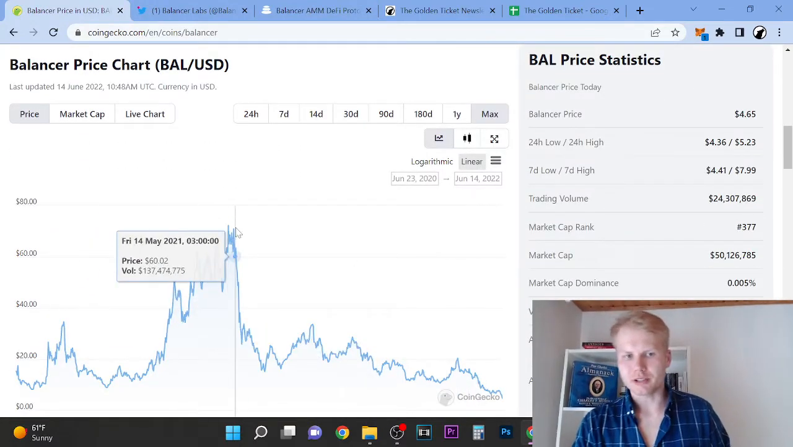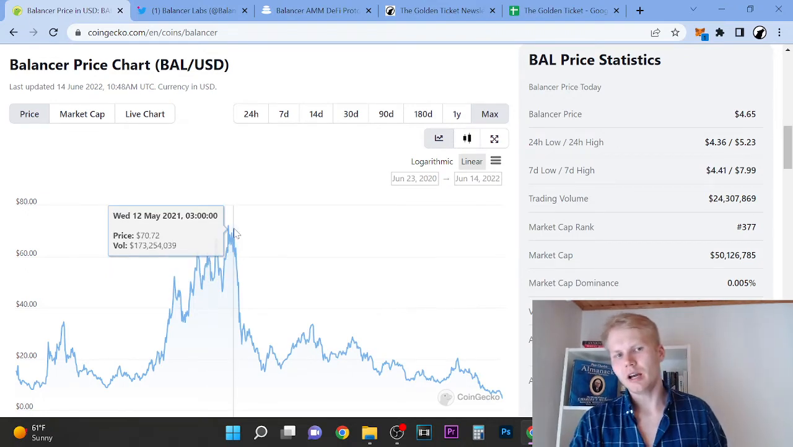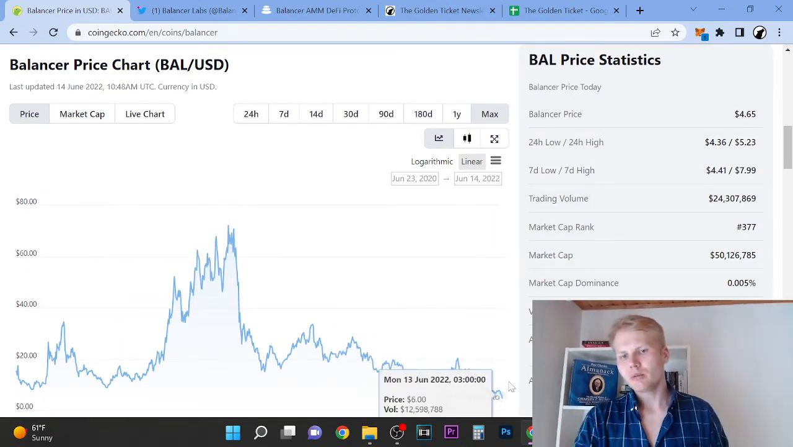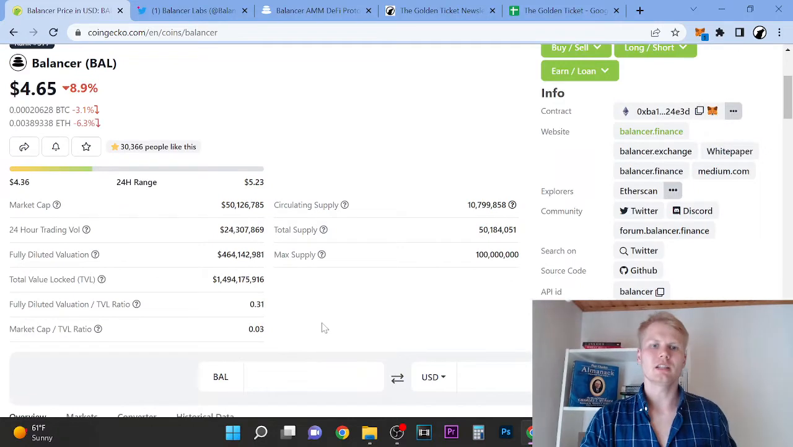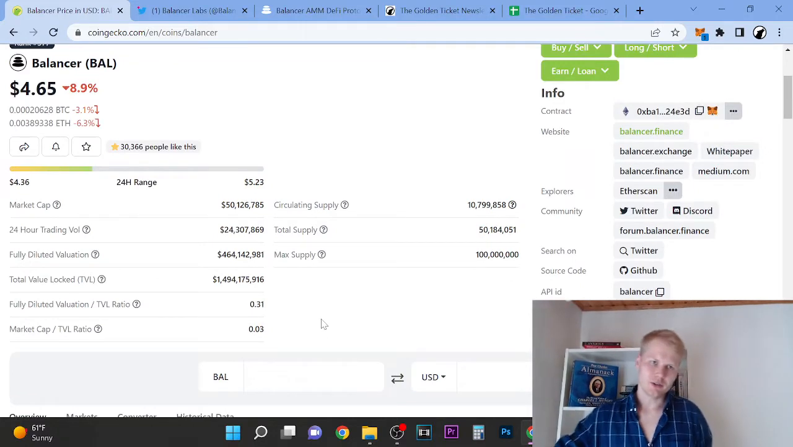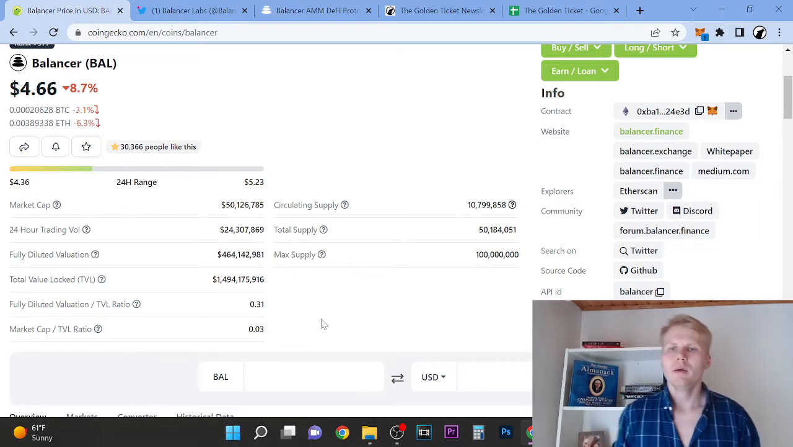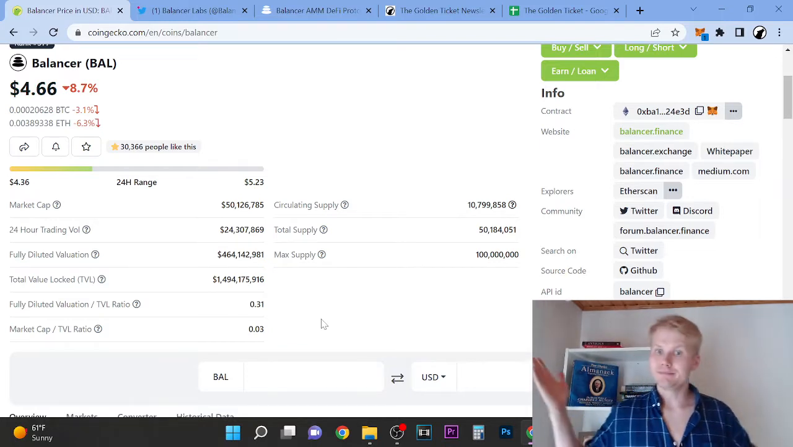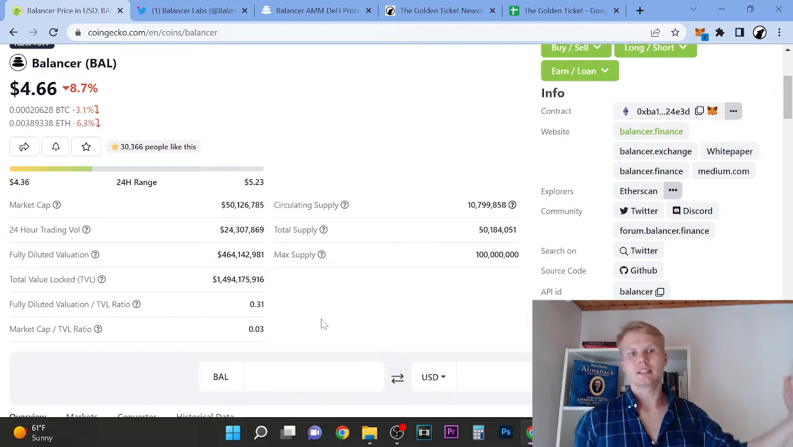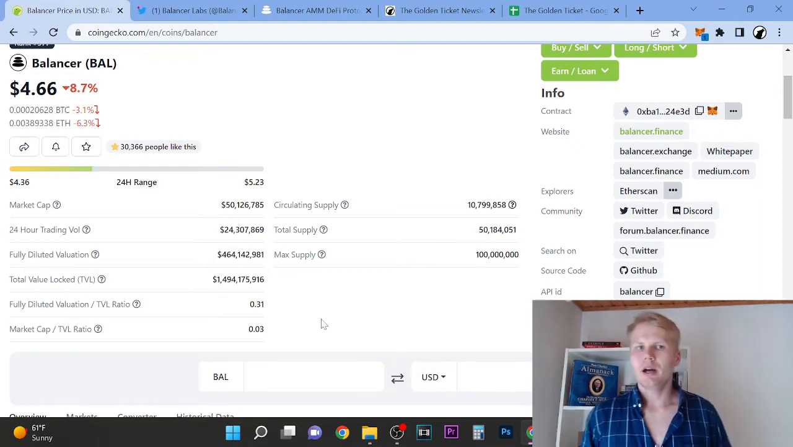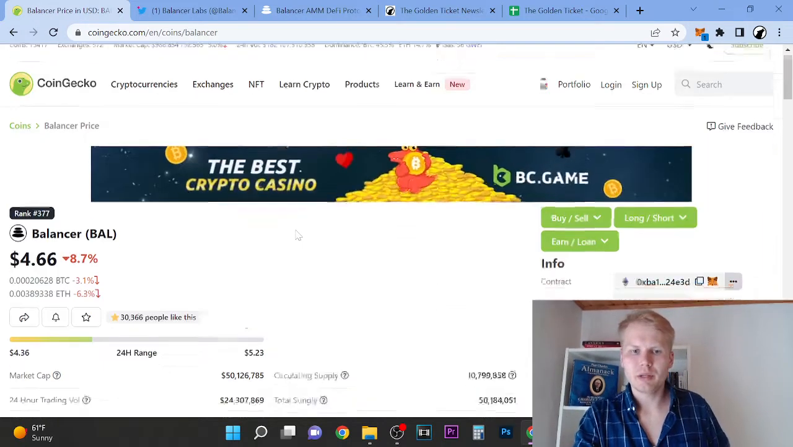There's users here, and the high was $70. Right now we are at, what, $4. So 10x from here would be $40. I think in the future, this is one of those tokens where if you just buy it right now and wait a couple of years, I think the return is going to be very good, like 10x or even higher. I think it's just a very good pick.